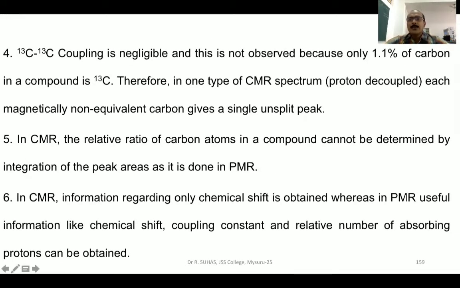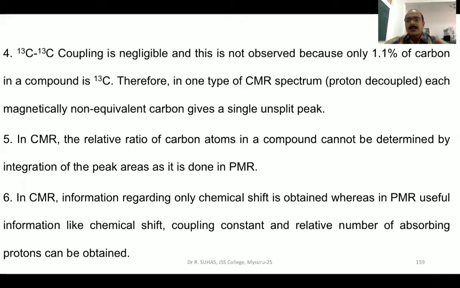In proton NMR spectroscopy, we have seen that 1H and 1H will couple with each other, resulting in the splitting of the peaks. Whereas in carbon NMR, you won't see C13 coupling because only 1.1% of the carbon in a compound will be C13, and hence you will not expect C13 coupling. Rather, you will expect C13 and 1H coupling. So if there is carbon as well as hydrogen, then both carbon and hydrogen will couple, but not carbon and carbon.